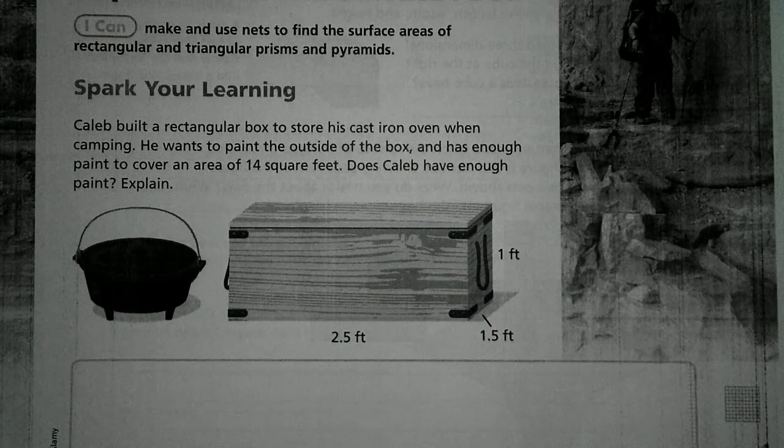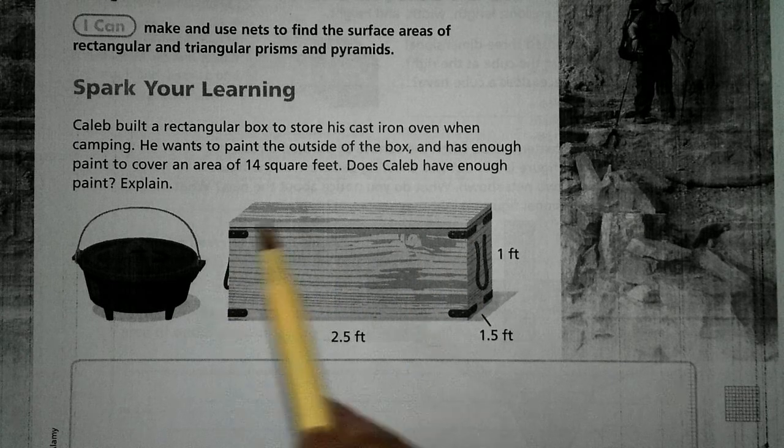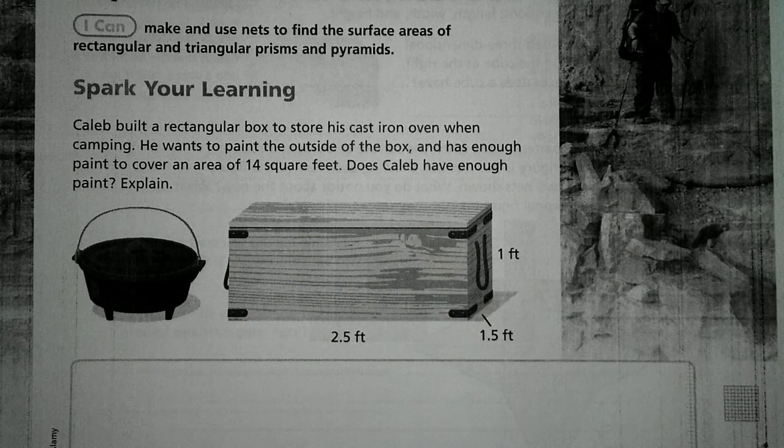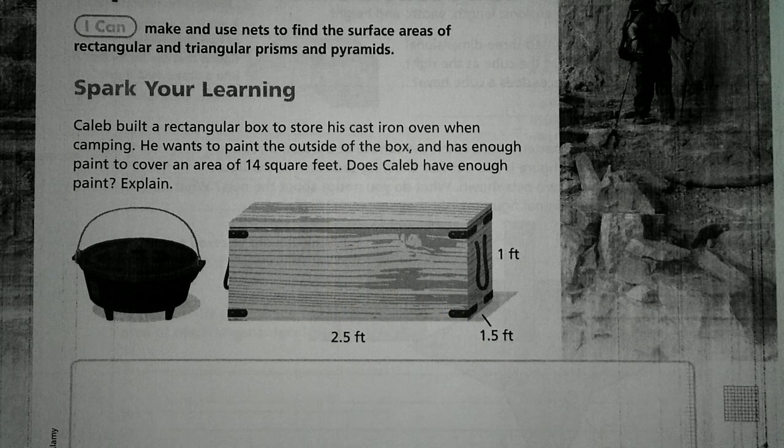All right, so let's look at the first one. So this is considered to be a rectangular prism because a prism is a 3D object. So remember that, 3D. Caleb built a rectangular box to store his cast iron oven when camping. He wants to paint the outside of the box and has enough paint to cover an area of 14 square feet. Does Caleb have enough paint?